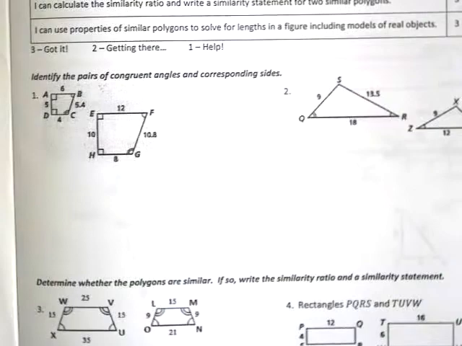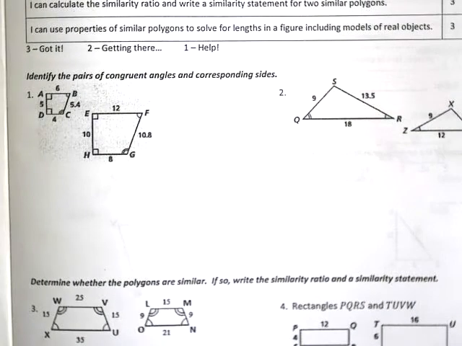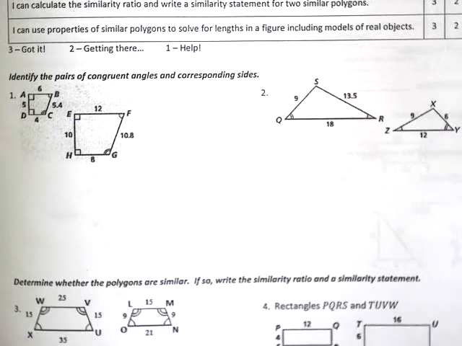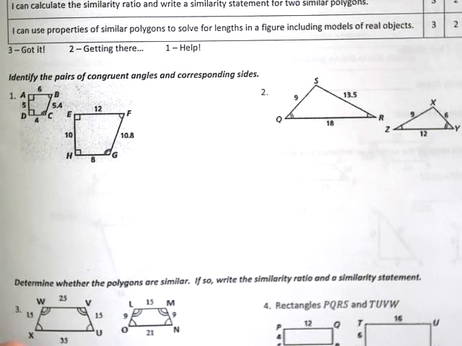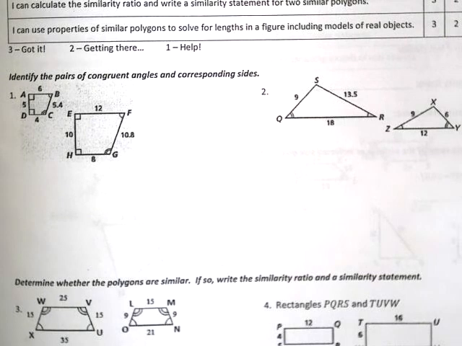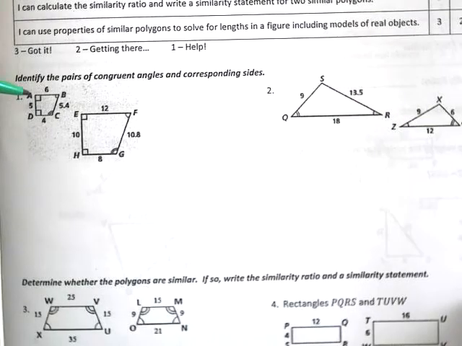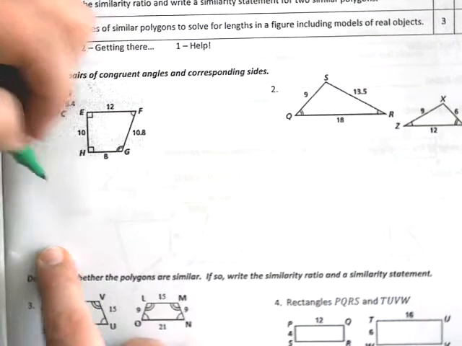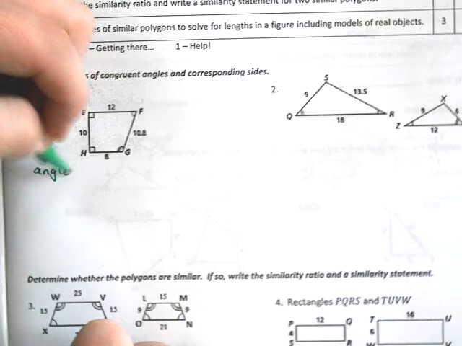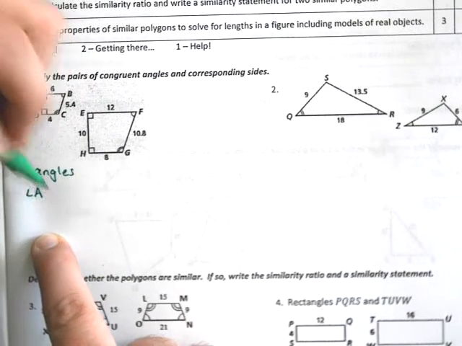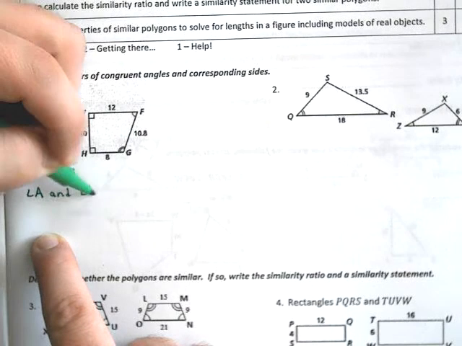If we take a look on the next page at something like number 1 and 2, this is probably the easiest stuff from this chapter, okay? We just need to identify the congruent angles, the pairs of congruent angles, and the pairs of corresponding sides. So, if I look at this picture, it looks like both A and E correspond to one another. So I would say angle A and angle E.